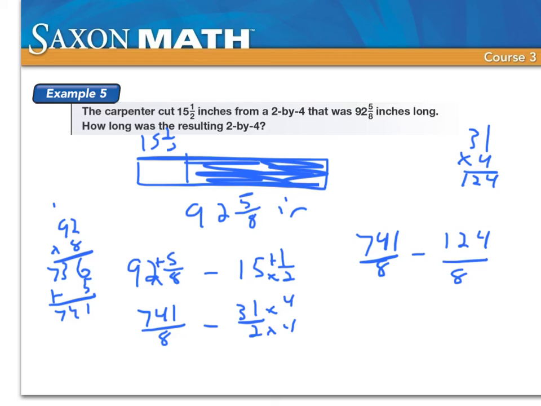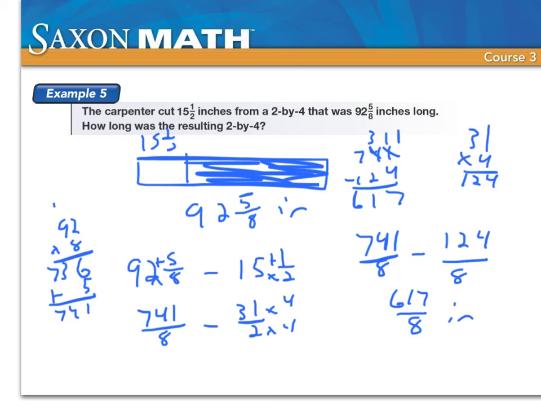So now I can subtract those. Okay, so my bottom stays the same, and 741 minus 124, we borrow. Got 11, make that a 3. Got 7, 1, and 6. So 617 over 8 inches.